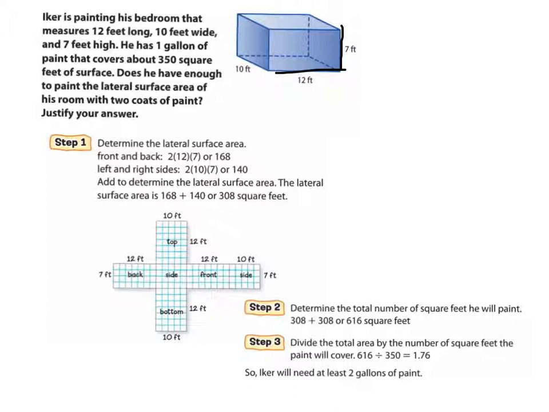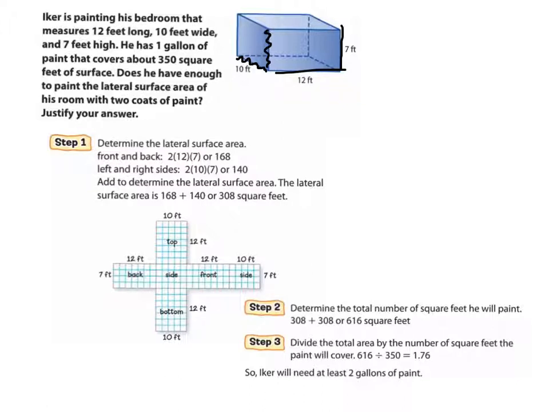Then we have our other side of 10 times 7. So that means I'm going to have 10 right here and then times 7. So 10 times 7 times 2 is 140. Add to determine the lateral surface area. The lateral surface area is 168 plus 140, or 308 square feet.